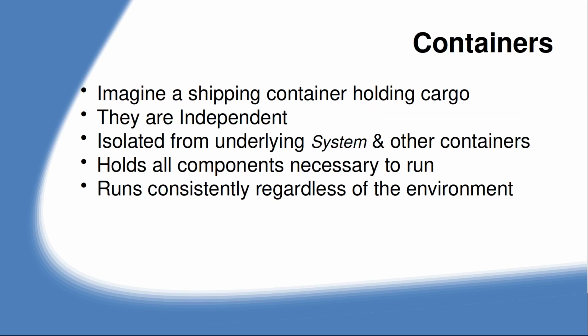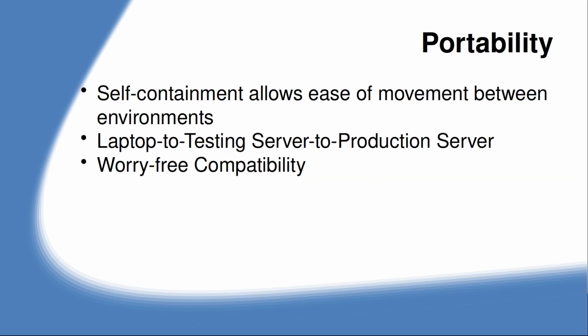So you can imagine a shipping container on a cargo vessel. This is basically what the containers are like. They're independent of one another. They're isolated from the underlying system and other containers. They hold all the components necessary to run, and they run consistently regardless of the environment in which they run. Self-containment allows ease of movement between environments. You can go from laptop to testing server to production server, and it's worry-free compatibility because of the containerization and the sandboxing.